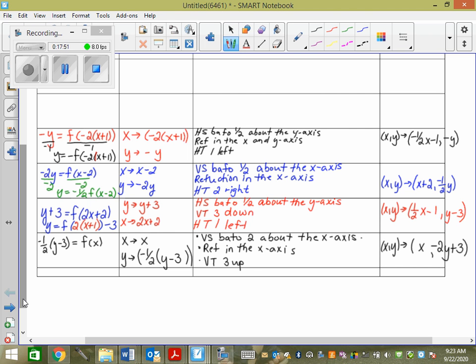And then I have to multiply by negative 2 first. If I want to get this into normal terms, multiply by negative 2. So I get y minus 3 equals negative 2 f of x. And then I'm going to add my 3. So y equals negative 2 f of x plus 3. Okay? I'm going to flip over.